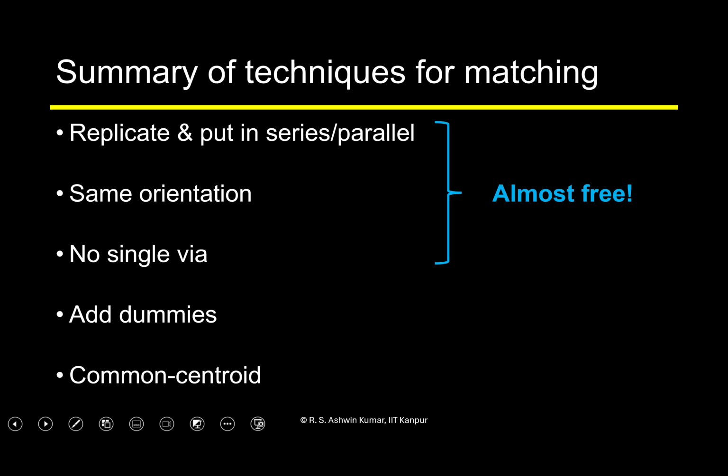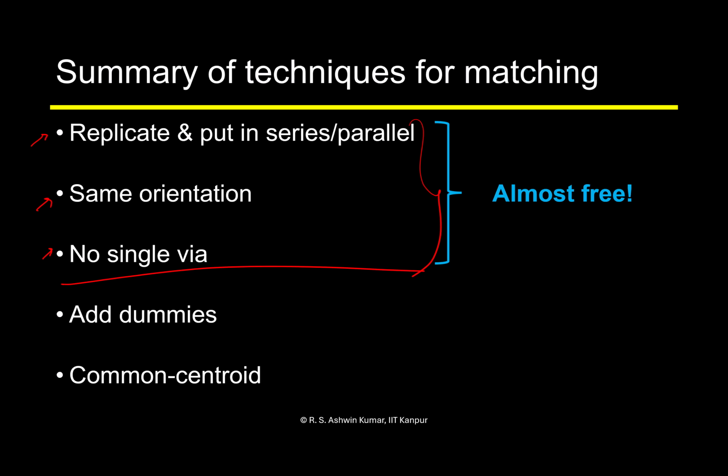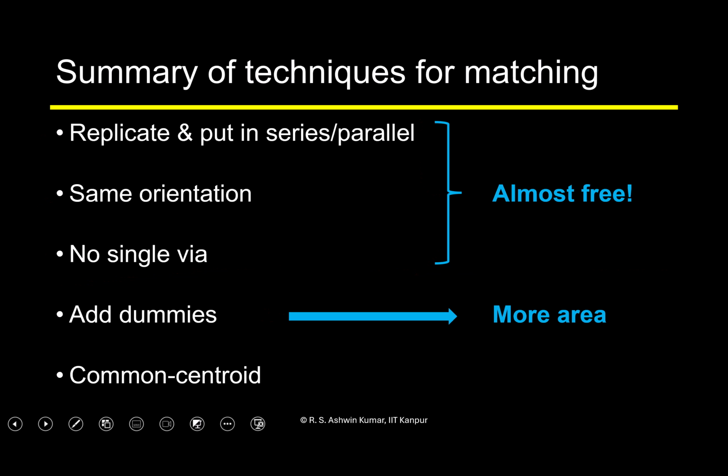And if you look at the price you have to pay for doing the first three things, there is no price we are paying. It is almost for free. So there is almost no reason why you should not be doing it like this. So these three things are absolutely critical, essential, you have to do in a layout. Now, if you are adding dummies, what is the penalty that we are paying? More area, right? That's the price we are paying.